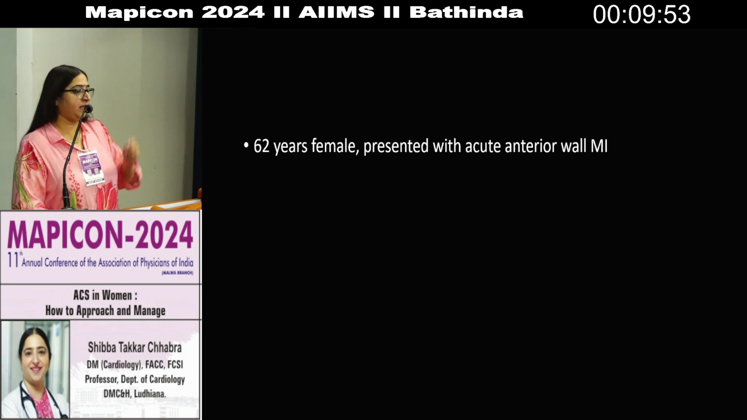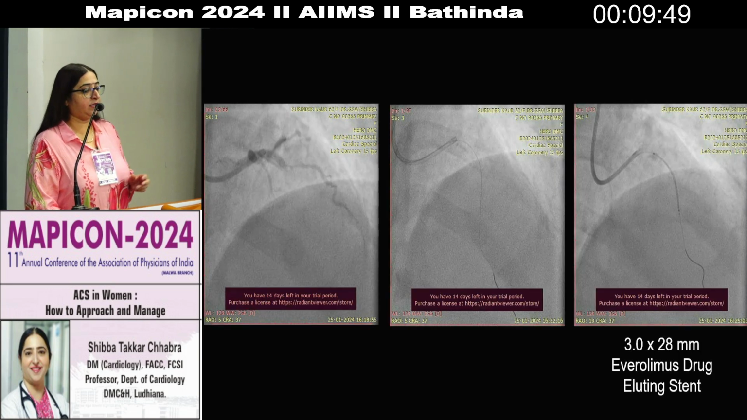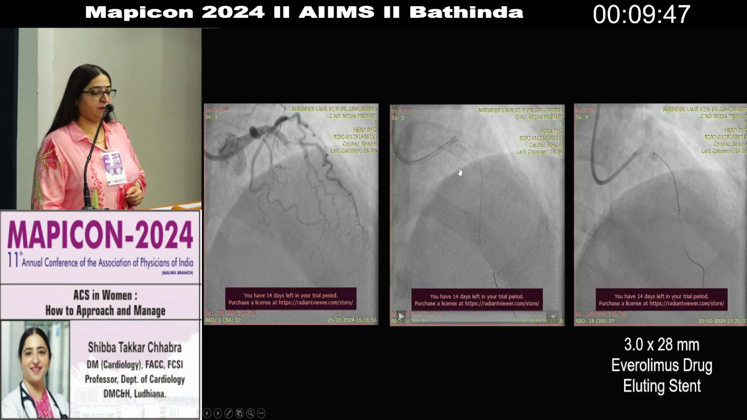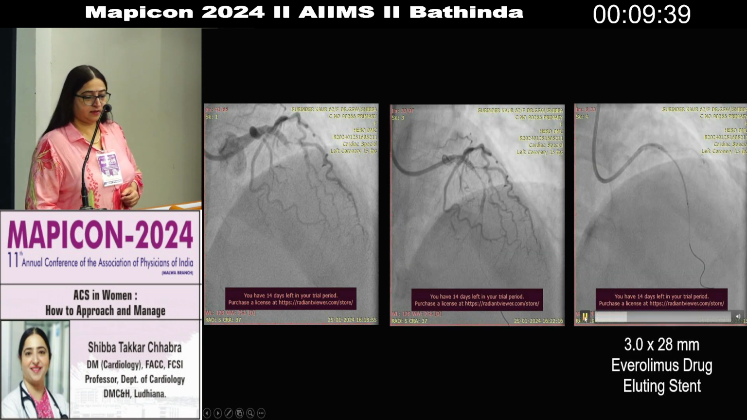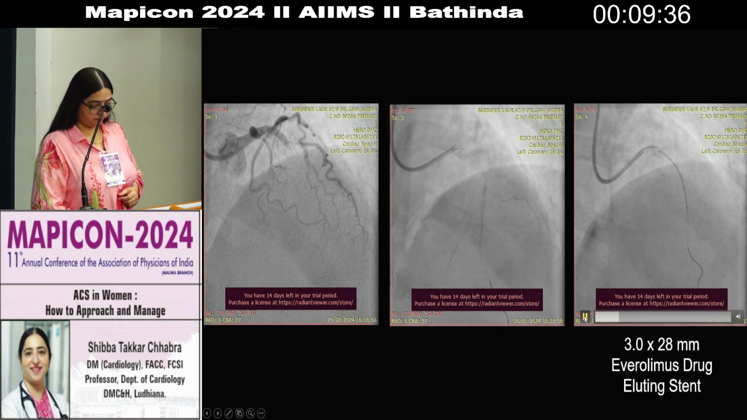So this was a 62 years old female who presents to us with anterior wall MI. Again, we can appreciate the left anterior descending artery, which was totally occluded. The lesion was wired and a stent was placed.